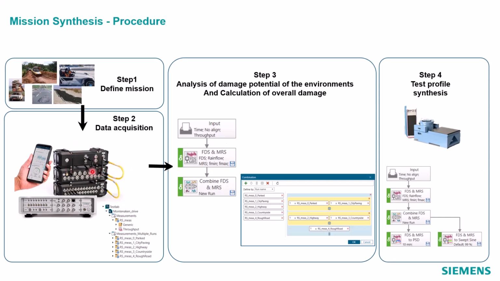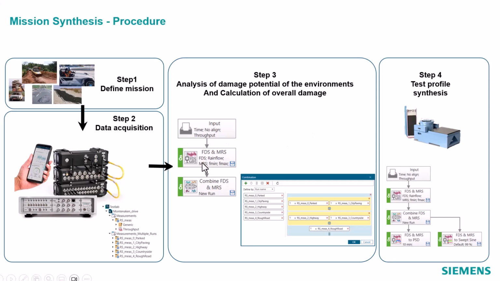We have the SCADAS RS, which is our ruggedized data acquisition system, as well as a SCADAS mobile here. And so we'll take this hardware and we'll go out and we'll acquire some representative data for all of those different mission profiles. Next, we need to analyze the damage potential of those environments and calculate the overall damage.